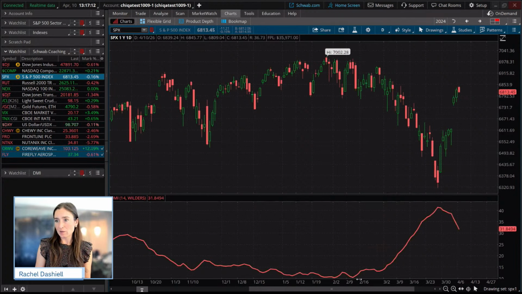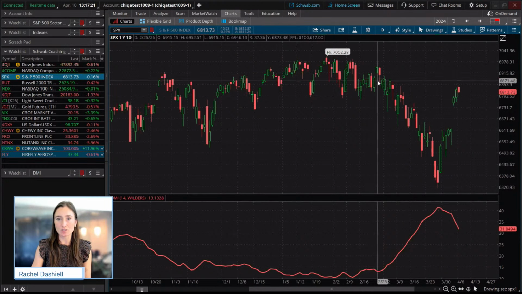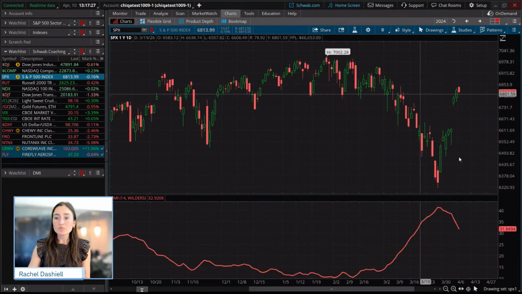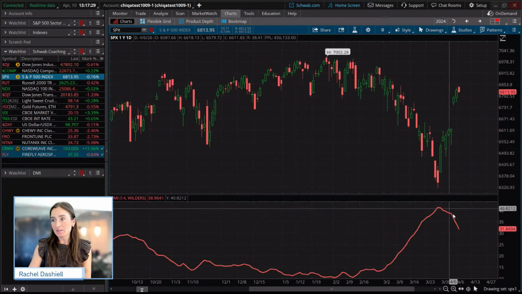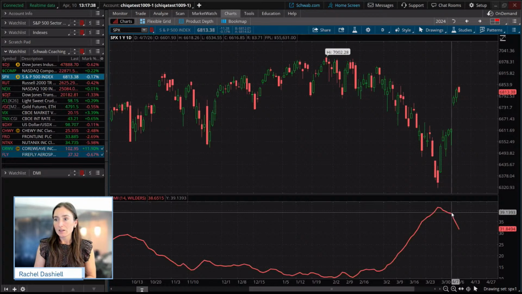We'll use that first as an example. A low ADX indicates a flat or dull trend. You'll see that a lot of times during consolidations, like you saw here at the top of the S&P 500 quite a few months ago. Or if you see a declining line like this, that is telling you that the trend may be losing momentum.